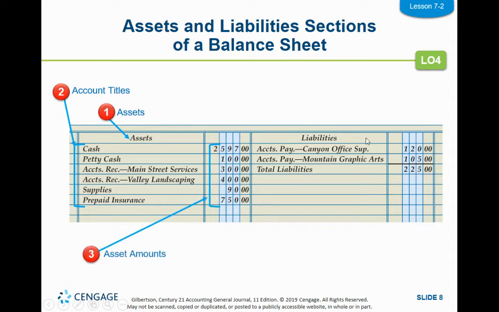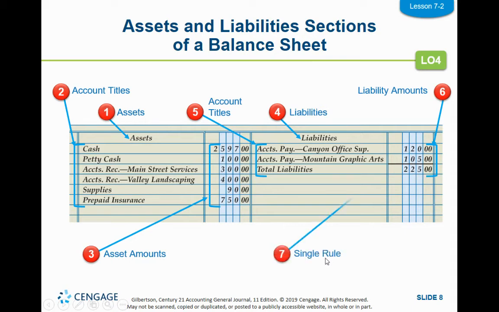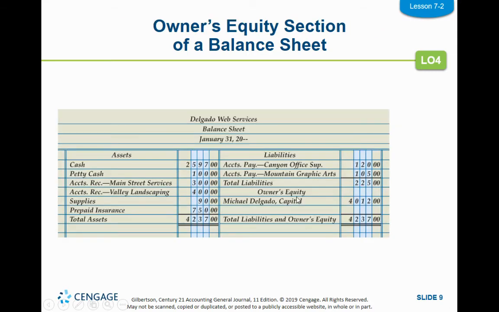Then you're going to come over to the right side and you're going to center the word liabilities on the first line. And you're going to list your liability accounts and you're going to add them together to get total liabilities. Then you're going to center the words owner's equity underneath your total liabilities. And you're going to list your capital account.